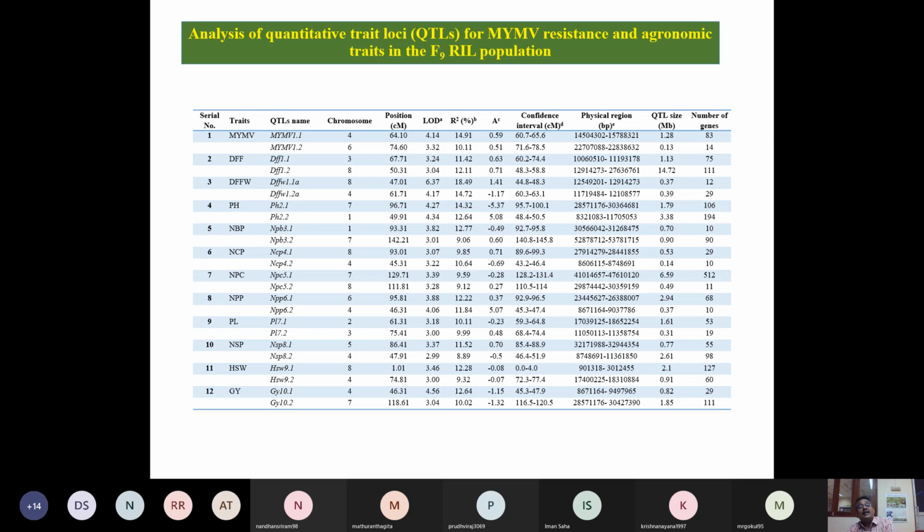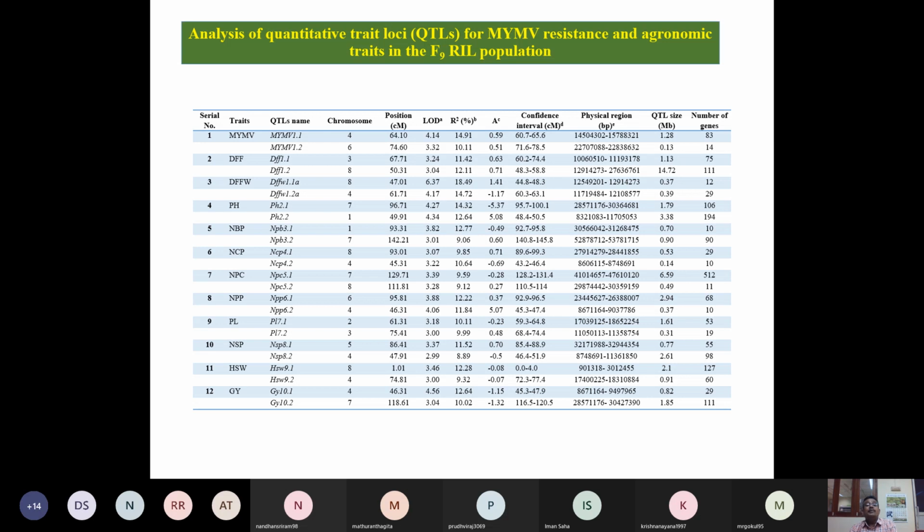Like that, for every trait. I only gave you the example of MYMV resistance, but there are other traits like 50% flowering, plant height, number of pods per cluster, pod length, 100 grain weight, 1000 grain weight, grain yield per plant. Many traits you can look at. What is the position where it is located? What is the position in centimorgan distance? And what is the LOD score value? Whether they have a minimum of 3.